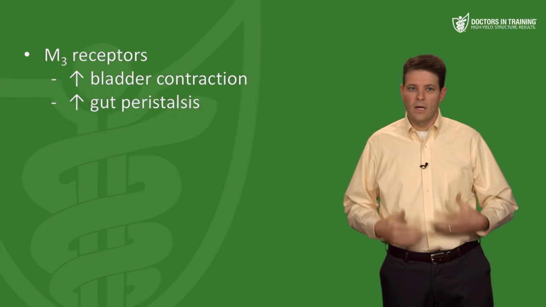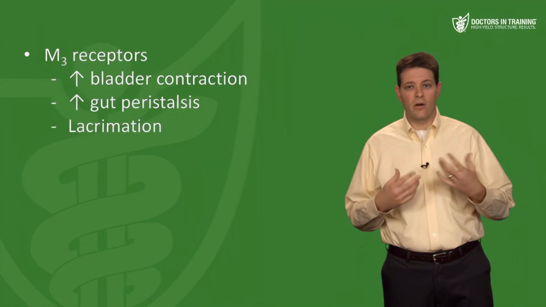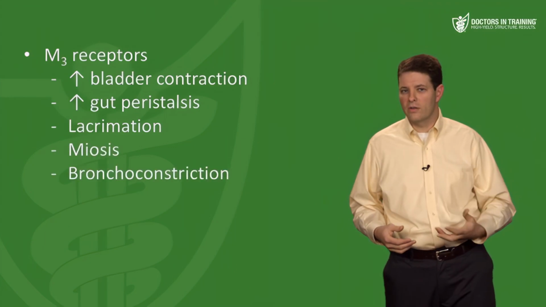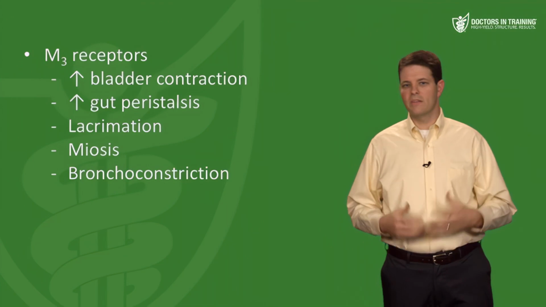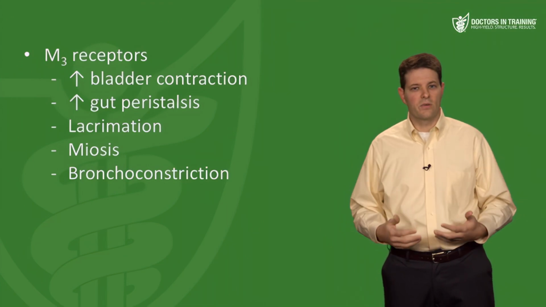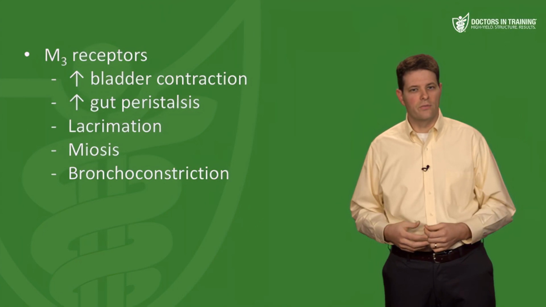And then the M3 receptors are going to increase bladder contraction and increase gut peristalsis to start making things leaky, right? M3 receptors in the tear glands cause lacrimation or tearing. They also cause miosis, and they cause some bronchoconstriction. Now, you've seen all those parasympathetic effects before. You just need to recognize that there are different classes of muscarinic receptors in different target tissues.